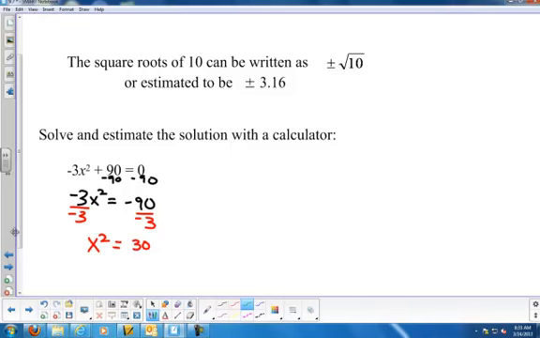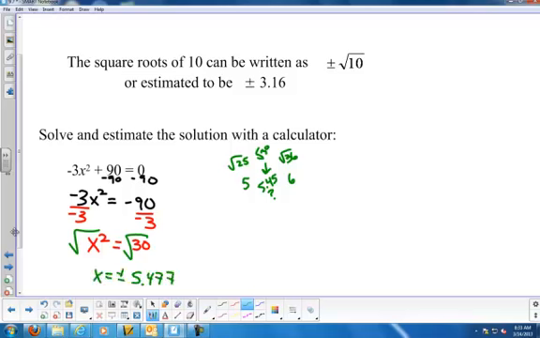So when you take the square root of both sides, before you just type that in your calculator, let's kind of think. The square root of 25 is 5. The square root of 36 is 6. So the square root of 30 is most likely going to be somewhere in between 5 and 6, probably like 5.45, I'm guessing. So as I'm typing in my calculator, 5.477. So x would equal plus or minus 5.477. 3 decimals is a good amount to go out to.